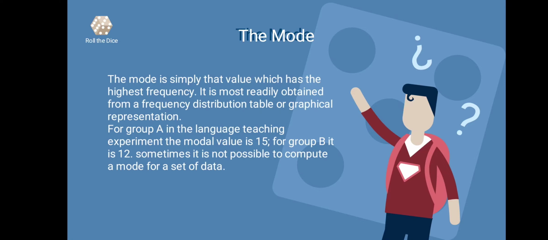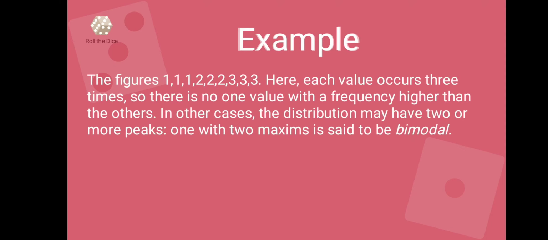Sometimes, it is not possible to compute a mode for a set of data. Example, the figures 111, 222, and 333. Here each value occurs 3 times, so there is no value with a frequency higher than the others. In other cases, the distribution may have 2 or more peaks. One with 2 maxima is said to be bimodal.